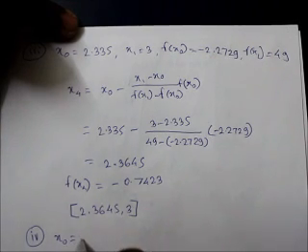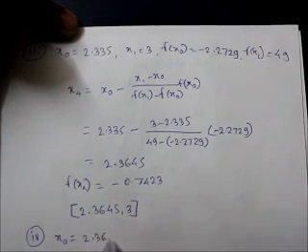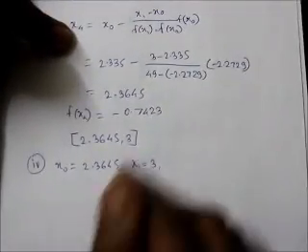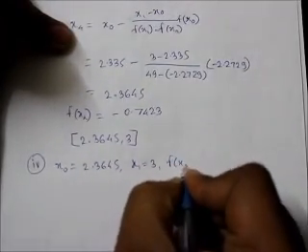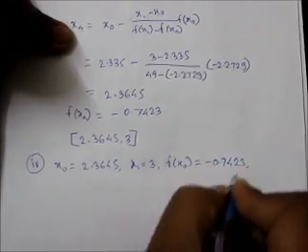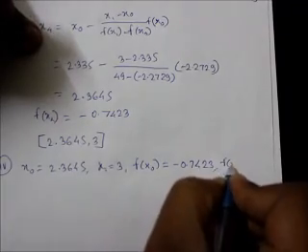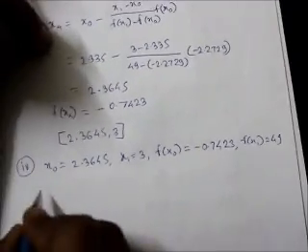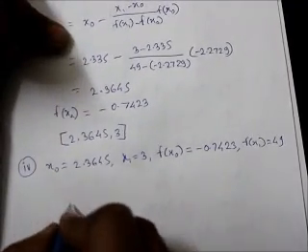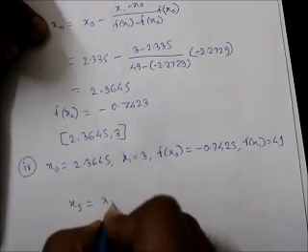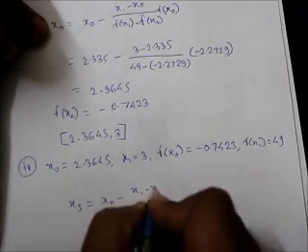Again, we write down x0 is equal to 2.3645, x1 is equal to 3, then f(x0) is equal to minus 0.7423, and f(x1) is equal to 49. I don't change that yet. So again, let's go for the final iteration.